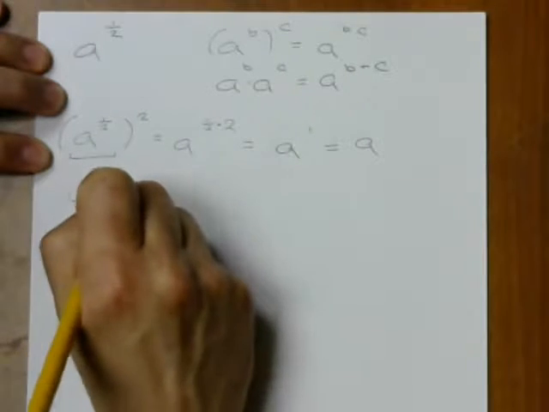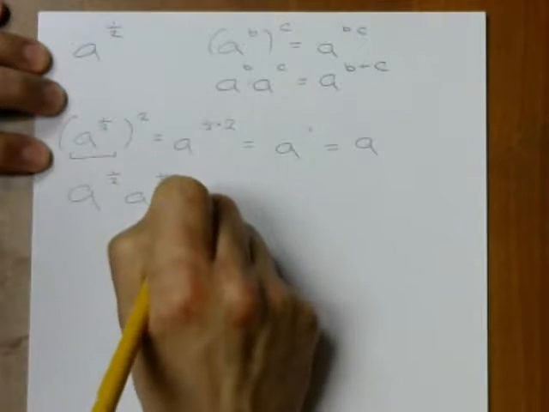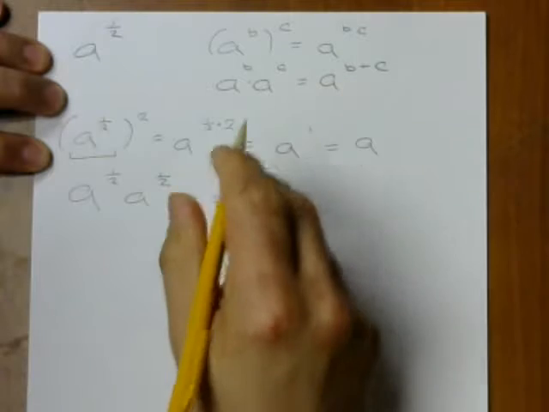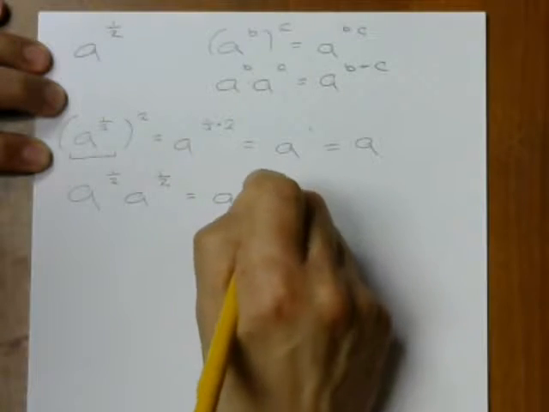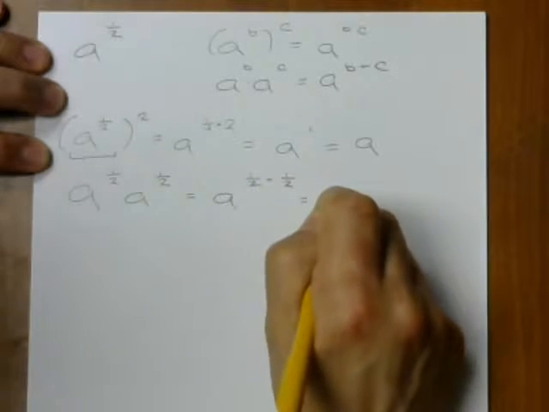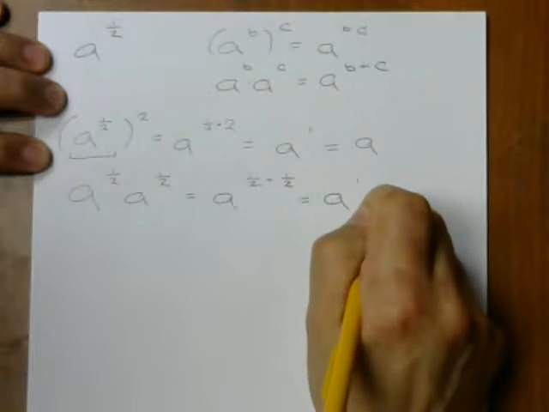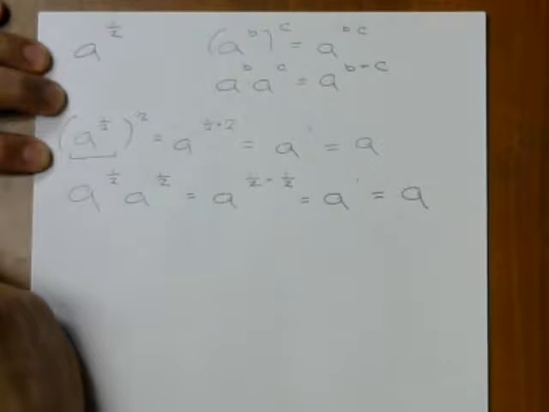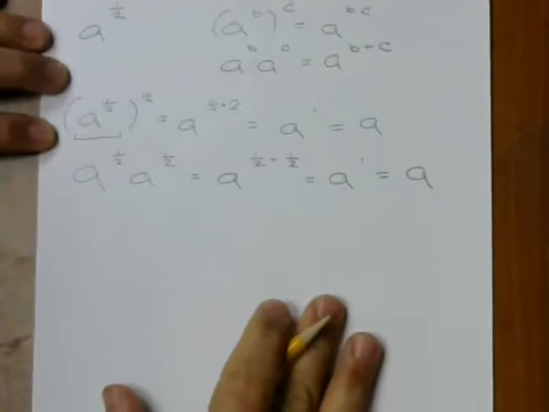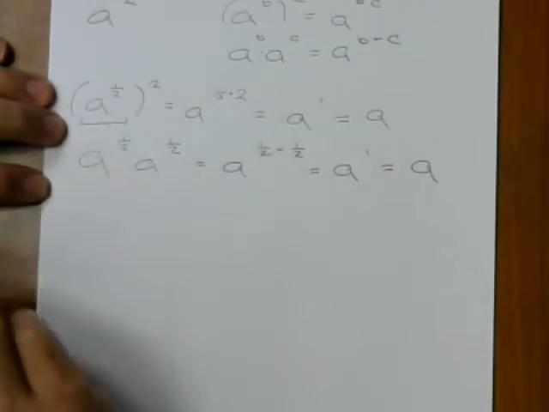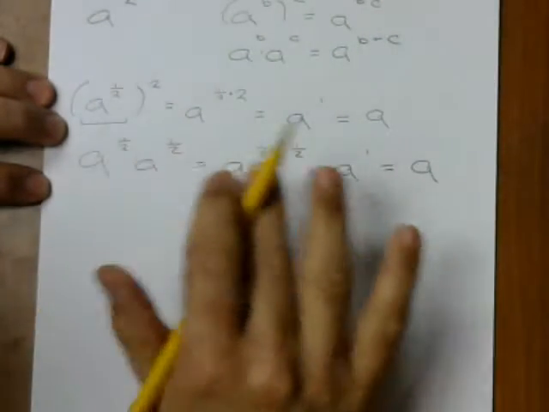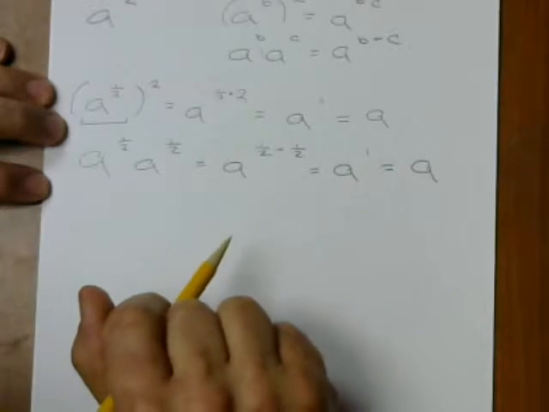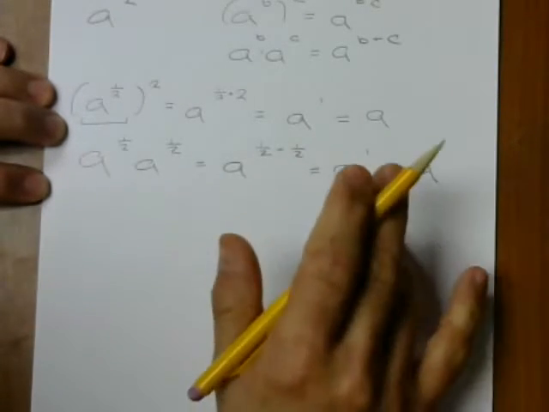Similarly, if I were to take a to the 1/2 times a to the 1/2, the other rule I have here would give me a to the 1/2 plus 1/2, which is also a to the 1, which is a. So it seems like a to the 1/2 should be a root of a. Which root are we going to make it? Well, we'll make it the principal root.